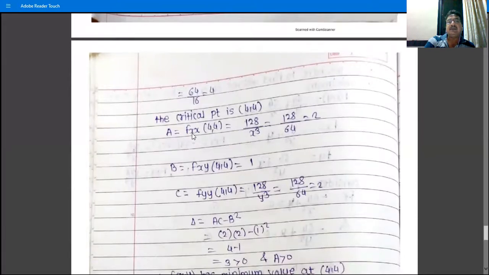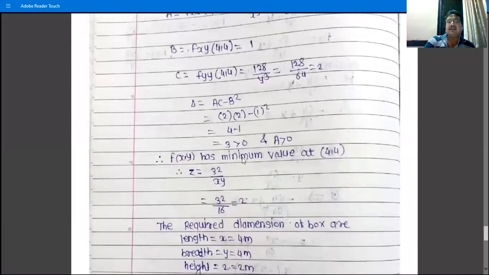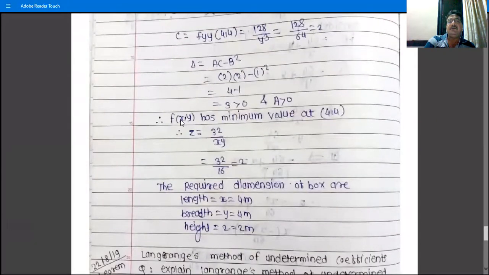Then capital A, that is f_xx at (4, 4): substitute x as 4 and y as 4 in the function f_xx, and we have the answer 2. Capital B is 1. Capital C, that is f_yy at (4, 4), is also 2. Then delta is AC minus B square: 2 times 2 minus 1, that is 4 minus 1, which is 3. Delta is greater than 0, and A is also greater than 0 because A is 2. Therefore the function f(x,y) has a minimum value at (4, 4).